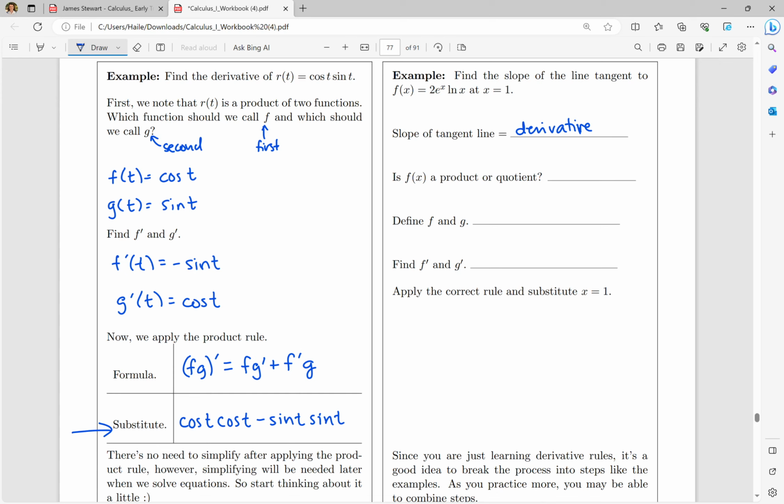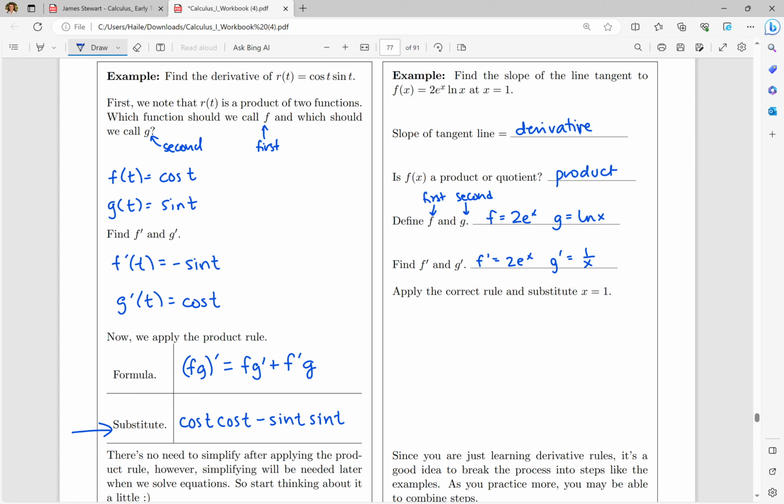Next question we should ask ourselves is, is f of x a product or a quotient? Well, I have 2e to the x times ln of x, so this is a product. So we know we're going to need product rule. So let's define f and g. So again, as a reminder, f is just the first thing, and g is just the second thing. Okay, so here, f is going to be 2e to the x, and g is going to be ln of x.